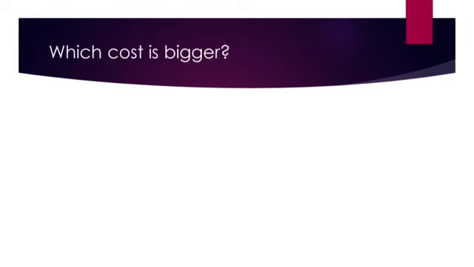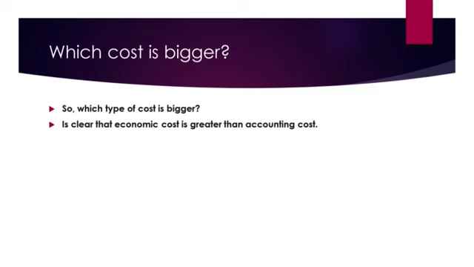Let's move on to ask the question, which of these 2 costs is going to be bigger? So is it accounting cost or is it economic cost? Hopefully it's clear to you that economic cost is greater than the accounting cost. Well, if we look at the equations, this becomes very transparent. Again, accounting cost looks at only explicit costs, whereas economic cost starts with explicit costs and then adds in implicit costs. So if you just look at these equations, it's very clear that we're going to have economic costs be bigger than accounting costs.